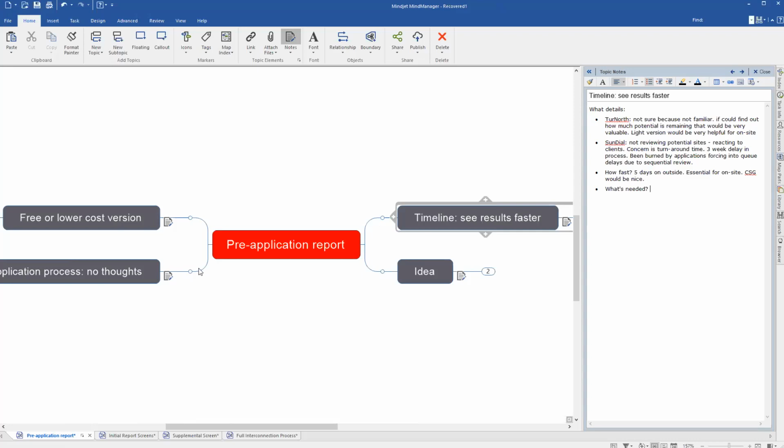Any ideas? And again, this isn't necessarily committing to anything. This is just getting ideas out there so that we understand the universe of the needs a little bit better.